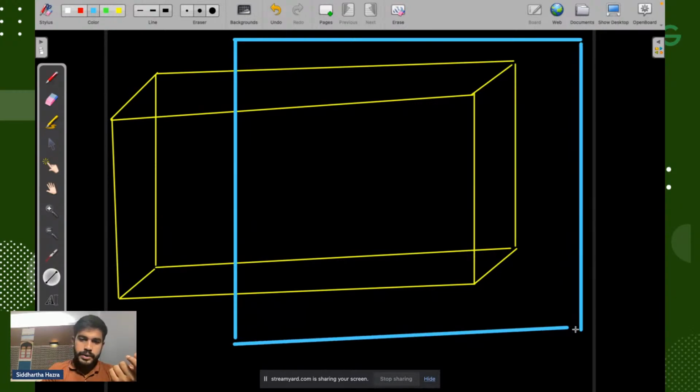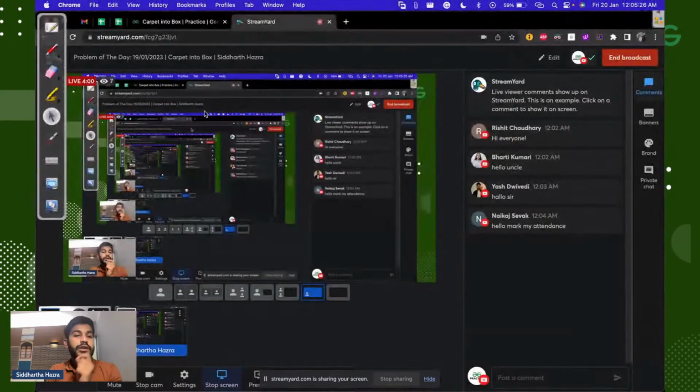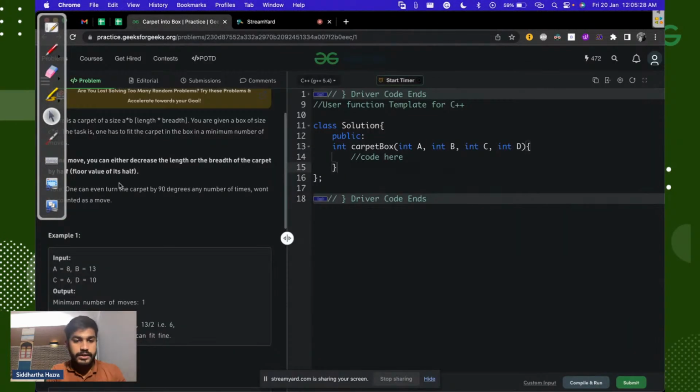Now what you can do is you can change the direction of the carpet, like you can rotate the carpet. Then what you can do is you can decrease the length or the breadth of the carpet by half. Then there is the floor value of its half.